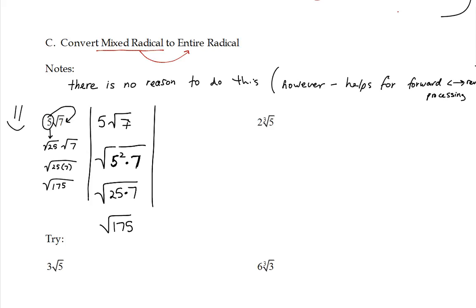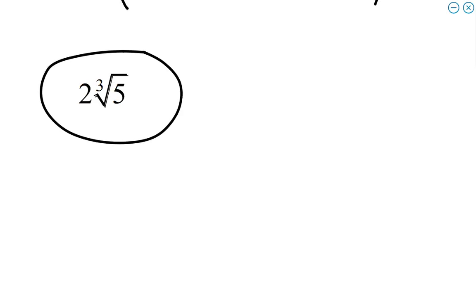Why is it okay to go from 5 to square root 25? Because it's just 5 squared. The square and the square root are forward and reverse processing. Square to go there, square root to go back. What's different about this one, though, is it's not a square root, it's a cube root. So when I go to replace this 2, I want to replace it with its cube.